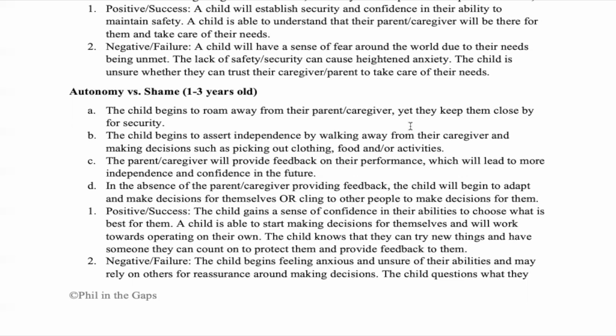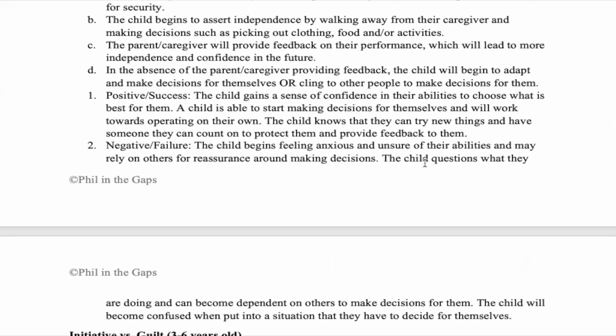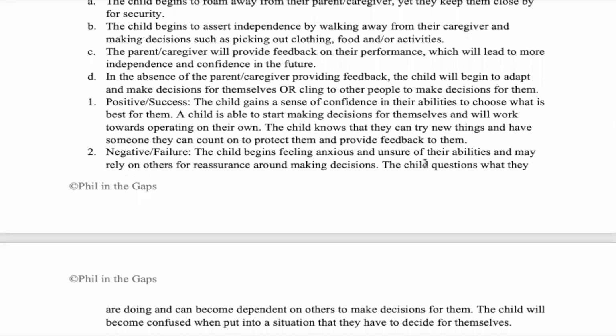A negative or failure, on the other hand, is where somebody has mistrust. They're not able to get consistent feedback or any feedback at all from their parent or their caregiver, and they feel shame about who they are. The child begins feeling anxious and unsure of their abilities and may rely on others for assurance and allow them to make decisions for them. Why? Because the child questions what they are doing and can become dependent on others to make decisions for them.